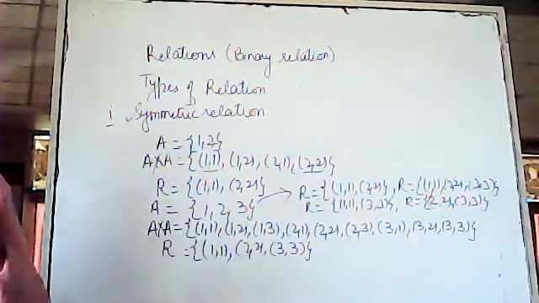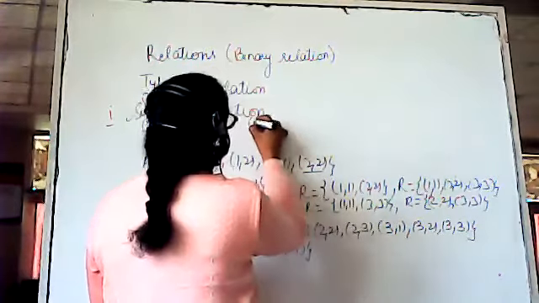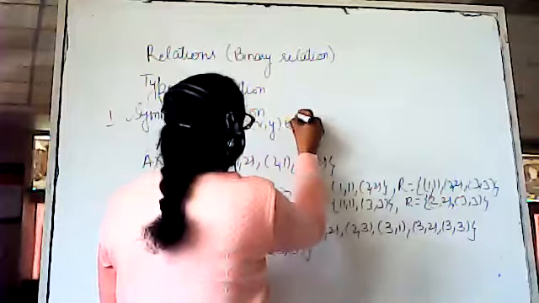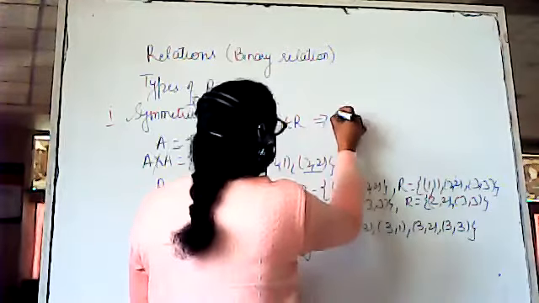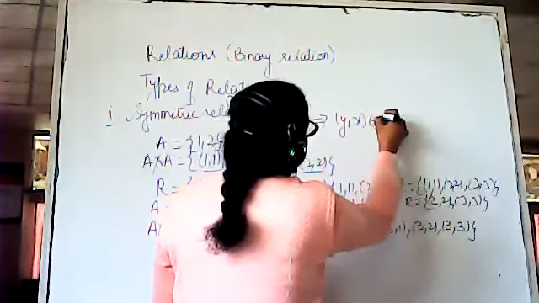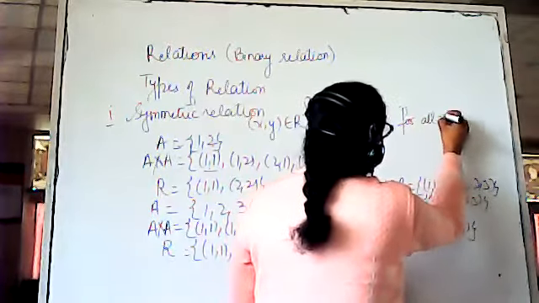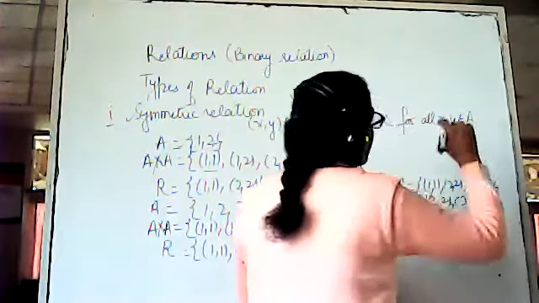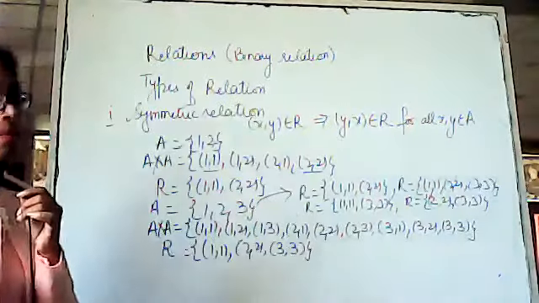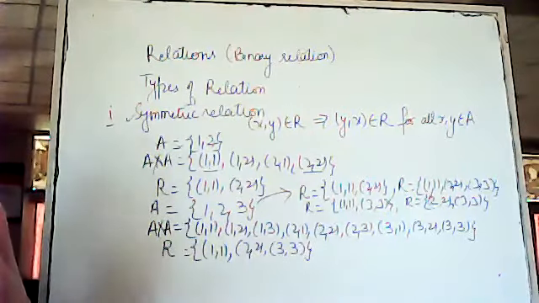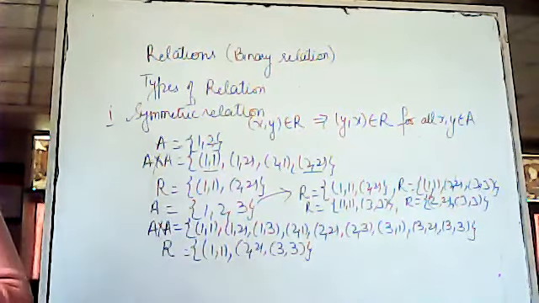if and only if ordered pair xy belongs to relation R implies that ordered pair yx belongs to relation R. For all जितने भी xy हैं कहां से आएंगे? It must be from the set A. Ordered pair xy belongs to R implies that ordered pair yx belongs to relation R. For all x and y जितने भी एलिमेंट्स हैं वो कहां पे एग्जिस्ट किए हैं? सेट A में.